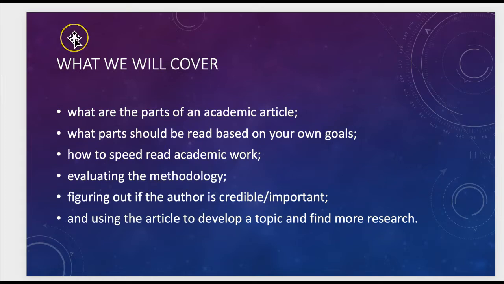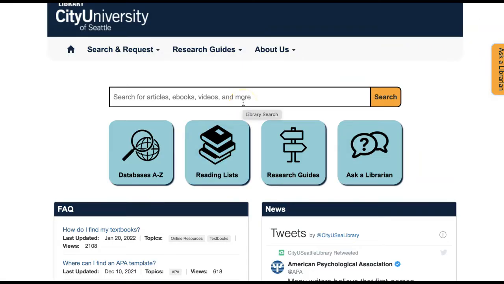So this will help you when you're working on class projects, and it will help you when you're working on your dissertation. So the first thing, like I said, I wanted to show you is finding an academic article. The first place you should always go is the City Library.